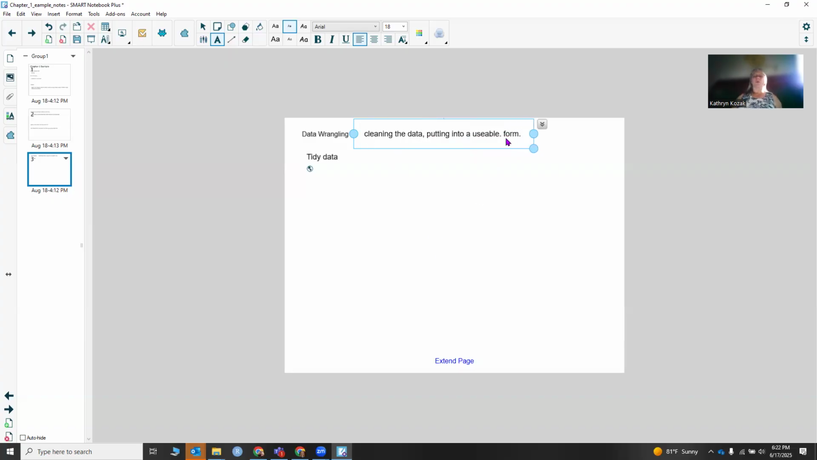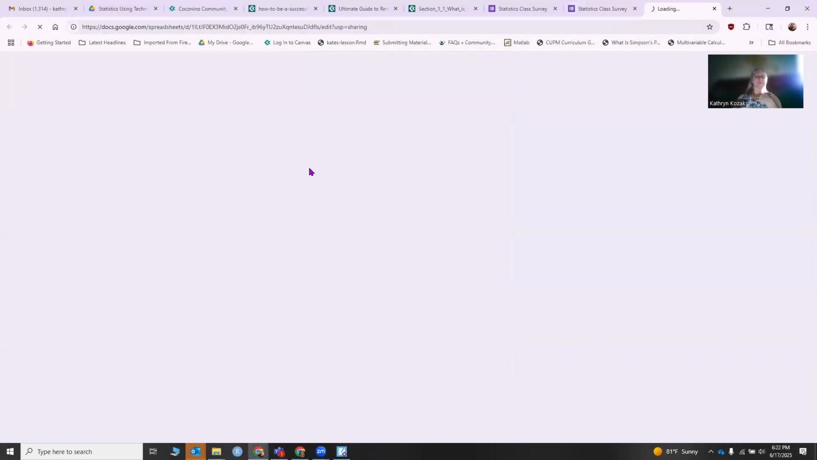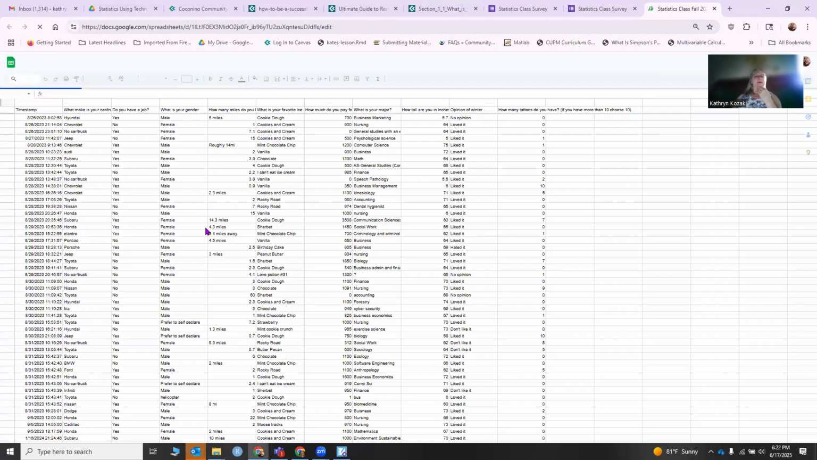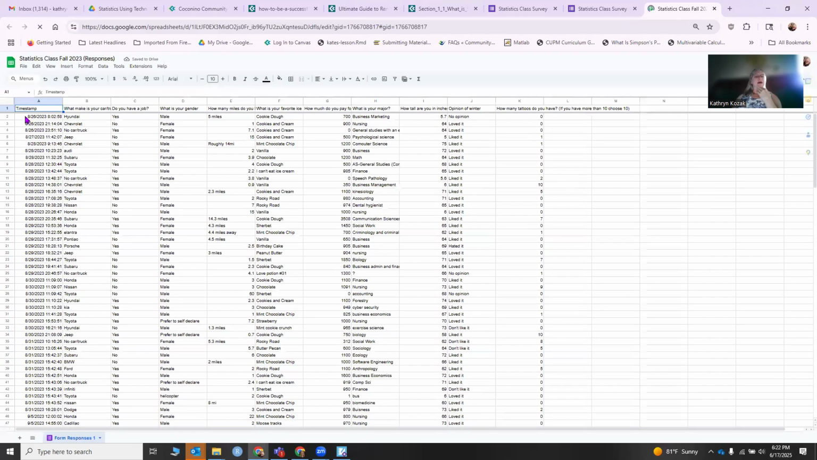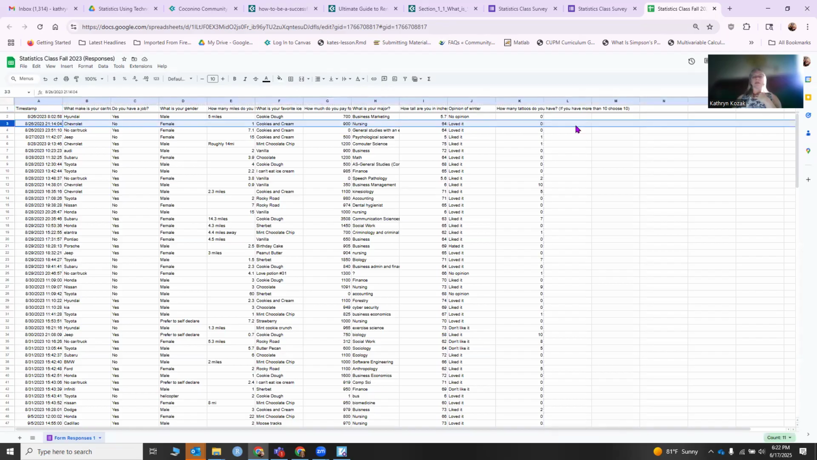And so what I'm going to look at here is what we call a tidy data set. So I'm actually going to look at the tidy data set. Here is my tidy data set. And here you can see I've got what kind of car they drive. I've got one student here and all their information. I then have a second student here and all their information.